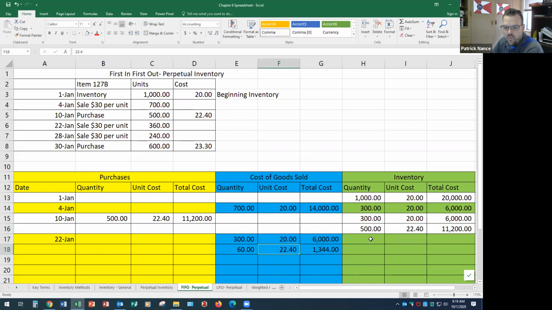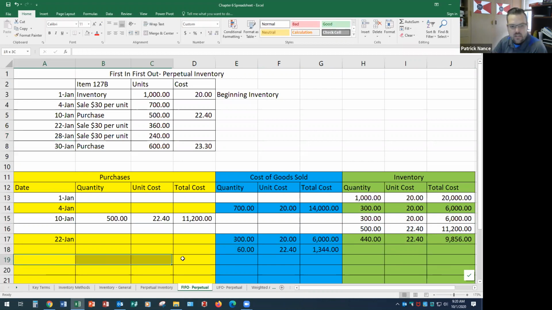So now over here I need to figure out what I have left. Well, this 300 is gone, right? So I no longer have that layer, and this 500 I don't have all of it. I had 500, and then I sold 60 of it, so I have 500 minus 60, 440 units remaining at $22.40. So my remaining inventory is $9,856 currently.